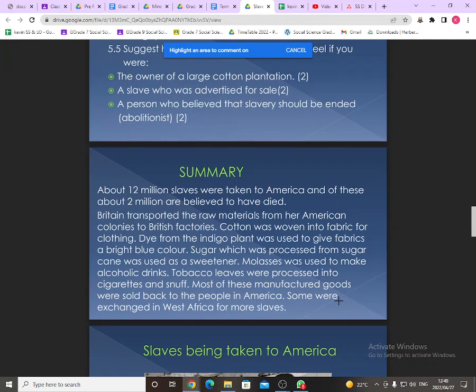Most of the manufactured goods were sold back to the people in America. Some were exchanged in West Africa for more slaves.